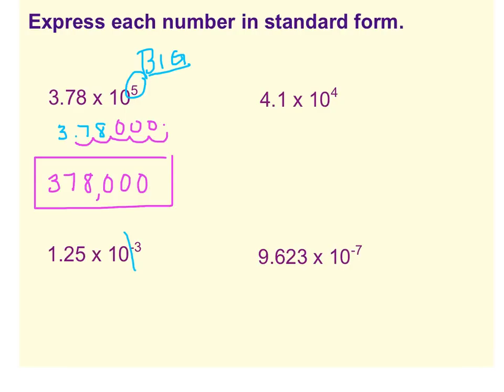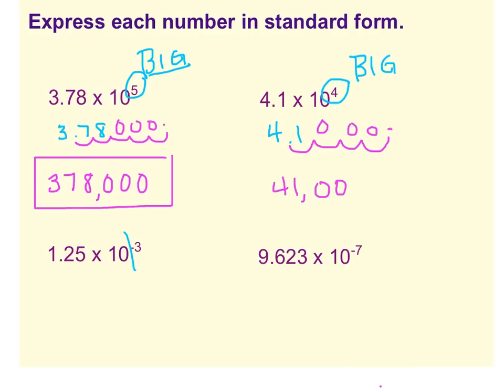All right, next one, 4.1 times 10 to the fourth. So you start with your 4.1 and then take a look at your exponent. That's a positive number, so positive exponents give us big numbers. So we're going to move our decimal 4 spots to the right to make it bigger. So here's 1, 2, 3, 4, and you fill in your zeros. So we have 41,000.